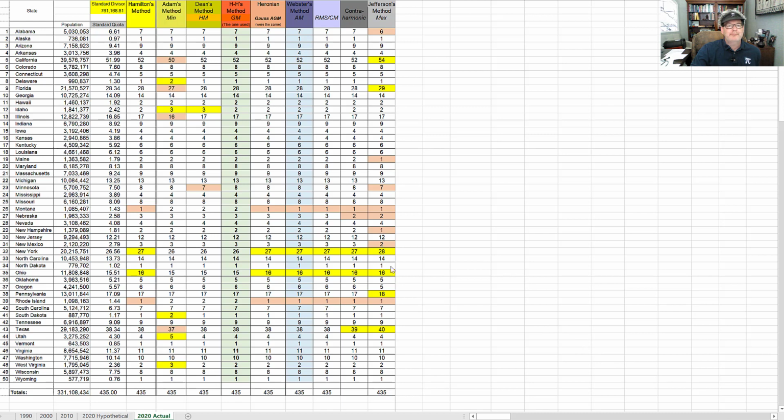If you're from New York or Ohio, maybe try and start a fuss, see if you can change the apportionment. There's usually a battle, whether it was fair or not.